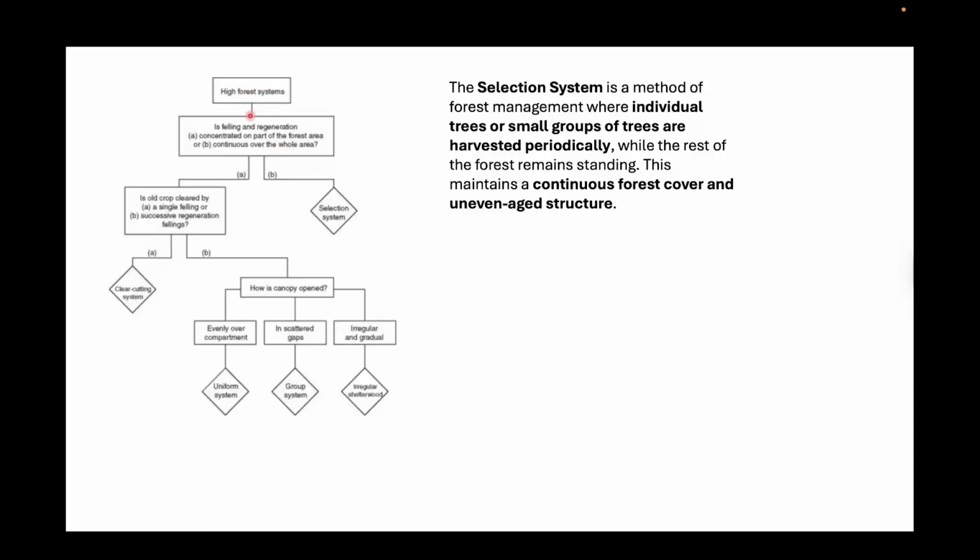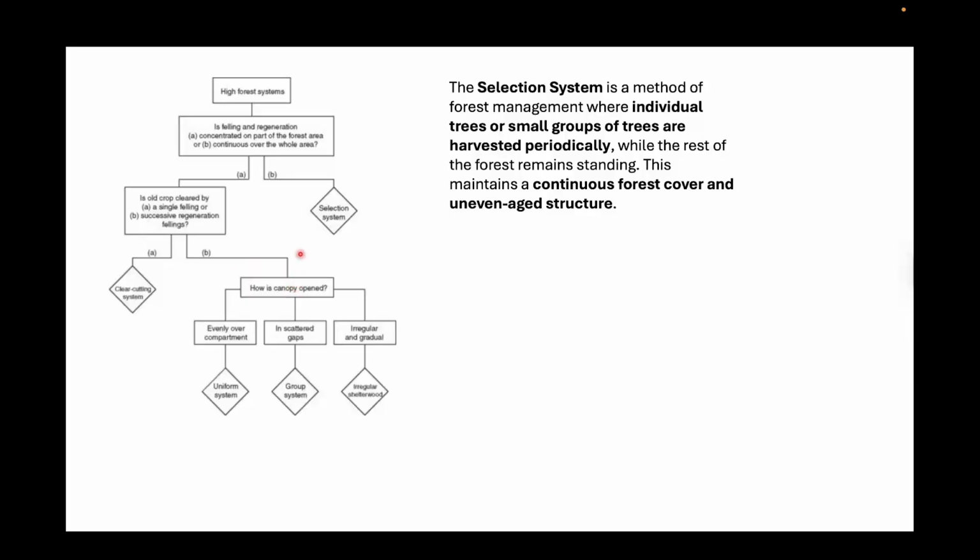So in the high forest system, in felling and regeneration, we ask whether felling and regeneration are concentrated on part of the forest area or continue over the whole area. When it is continuous over the whole area, then it is the selection system. When it is concentrated on part of the forest area, the old crop is cleared by a single felling. Then we ask whether the old crop is cleared by a single felling or in successive regeneration fellings. If it is cleared in a single felling, then it is a clear cutting system, while when it takes successive regeneration fellings, it can be further divided into categories.